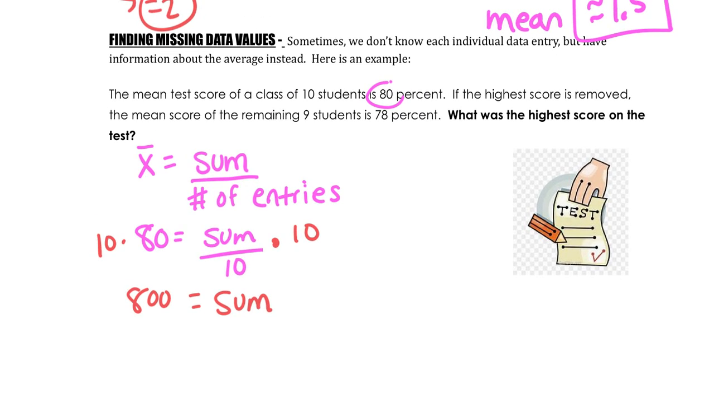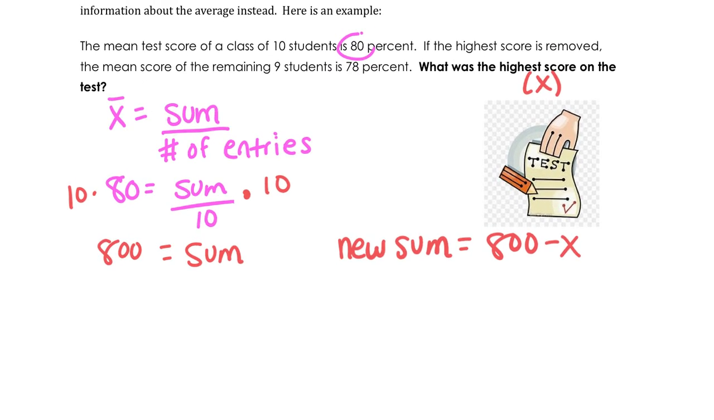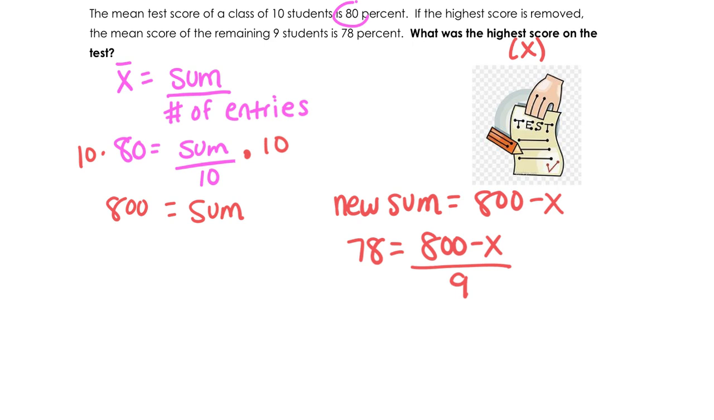So now what we're going to do is take away the highest score. I'm just going to call the highest score x in my equation, and we'll solve for x. So if we're taking away the highest score, our new sum is going to be 800 minus x. So when we fill out our equation for the new mean, they take away the highest score, and the mean becomes 78. So the mean equals the new sum, which was the original sum, 800, minus the highest score. And then this is only for 9 data values. So that's our setup, and we're just going to use algebra to solve it.